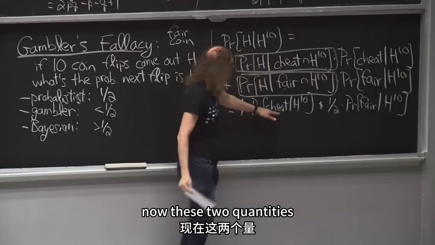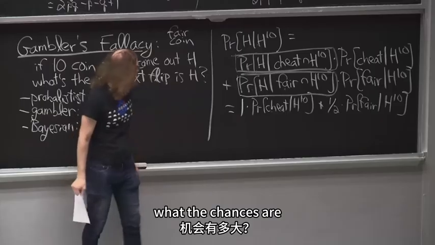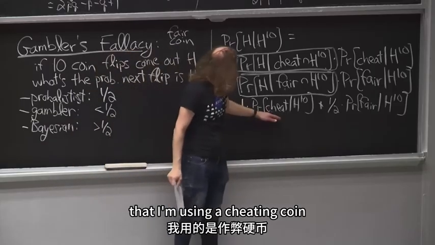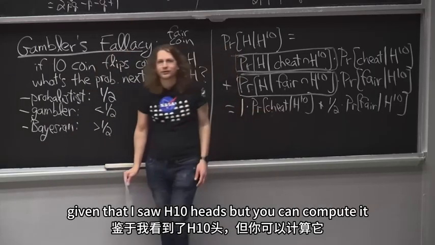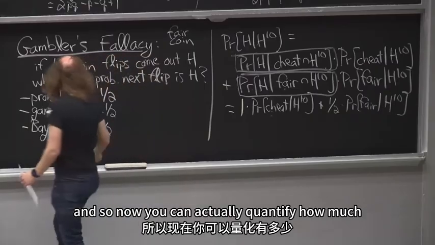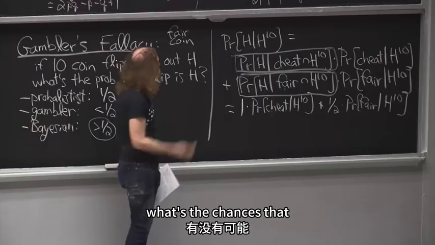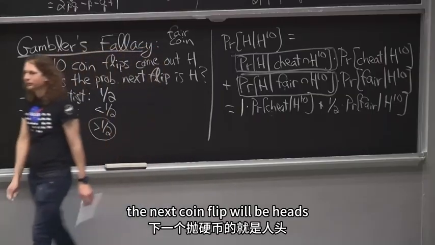Now these two quantities, you need more modeling to understand what the chances are that I'm using a cheating coin, given that I saw 10 heads, but you can compute it. And so now you can actually quantify how much bigger than a half. In this particular model of cheating, what's the chances that the next coin flip will be heads?